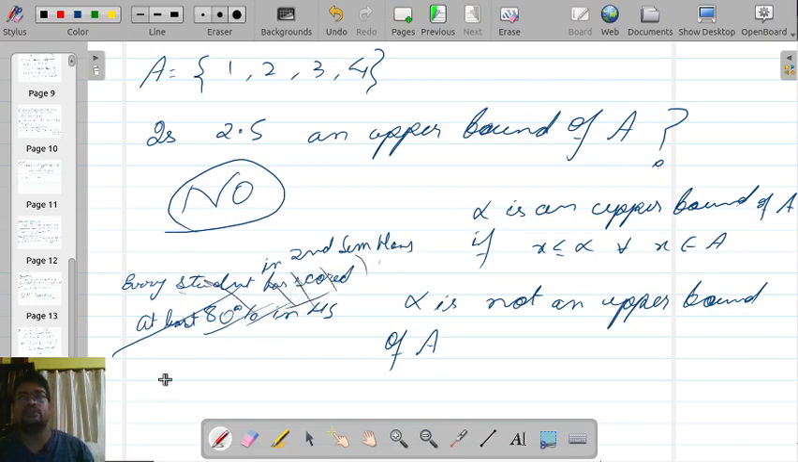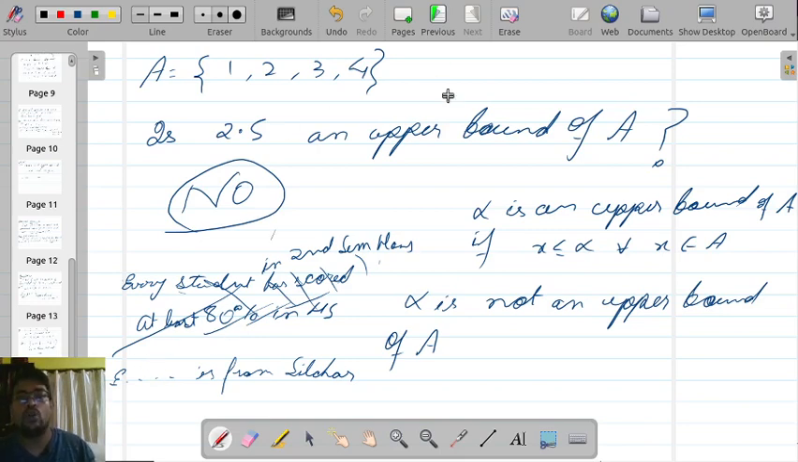Say I say something like, every student in second sem maths honors is from Silchar. If this statement is true, it is okay, but if it is false, what does it mean? It means our statement is incorrect. The negation will be: there is some student who is not from Silchar. There is at least one student who is not from Silchar, then immediately this statement becomes false.